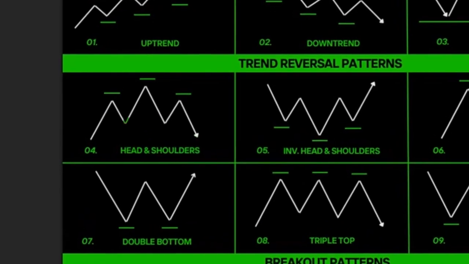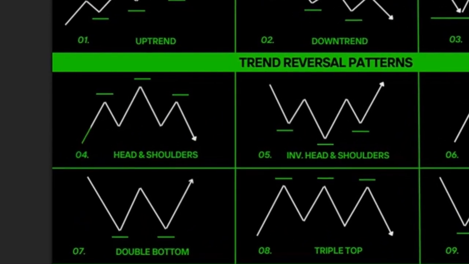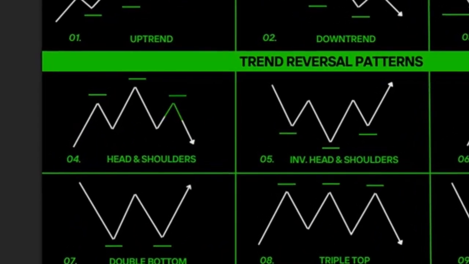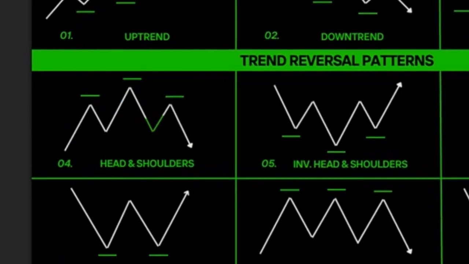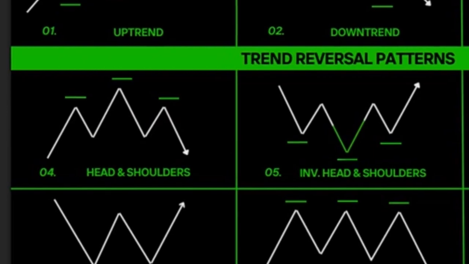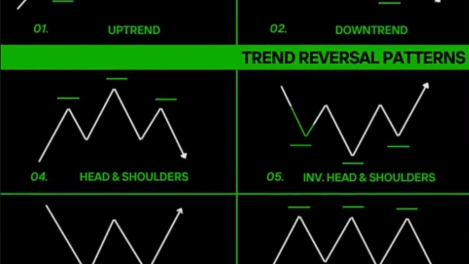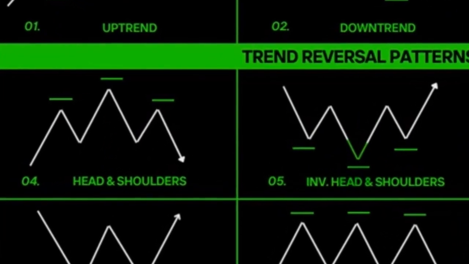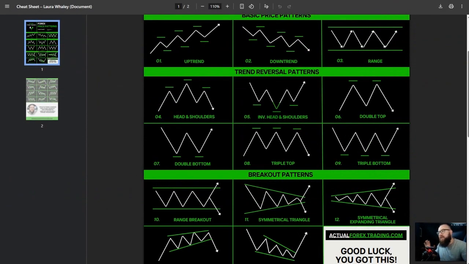And they look like this. If you look at number 4, we have 2 shoulders on either side and then like this big head in the middle. An inverted head and shoulder is the same but in reverse. So we have these 2 shoulders on the side and then this head in the middle. Let's have a look at these patterns in real life and explain them to you.